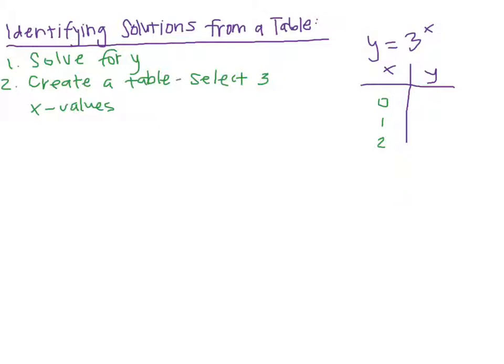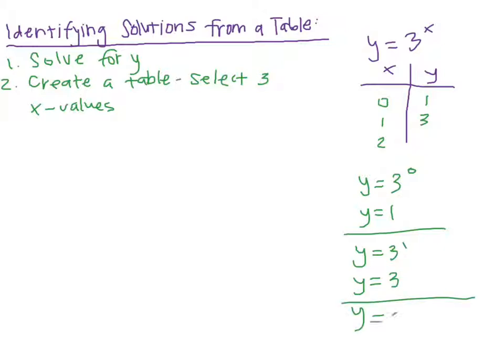Now, to finish creating the table, we need to substitute each of those back into our original equation. So I'm going to start out with y equals 3 to the power of 0, which means y equals 1. Next we have y equals 3 to the power of 1. 3 to the power of 1 is 3. So if x equals 1, y equals 3. And finally we have y equals 3 to the power of 2, which leaves me with y equals 9. So when x equals 2, y equals 9.